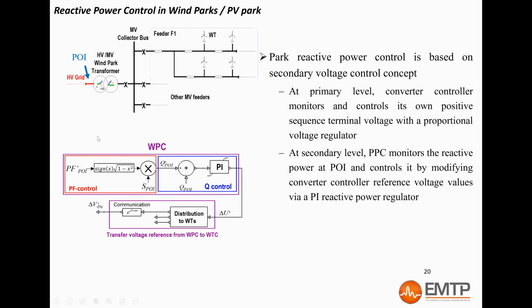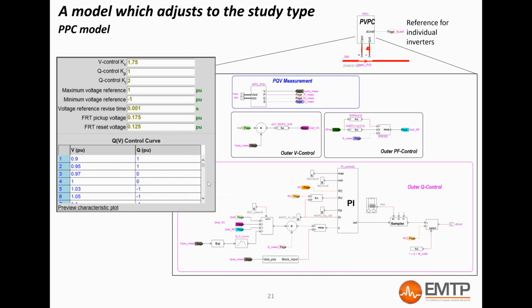In power factor control mode, the total park power flow is measured, and the reactive power reference is calculated based on the power factor reference as shown on this figure. Here you can see how this control is built in the EMTP generic model. From this figure you can see here the outer V control loop, the outer power factor control loop, and here the Q control loop. Based on the operating mode, the selector here will select the reference from the Q control loop, the voltage control loop, or the power factor control loop.